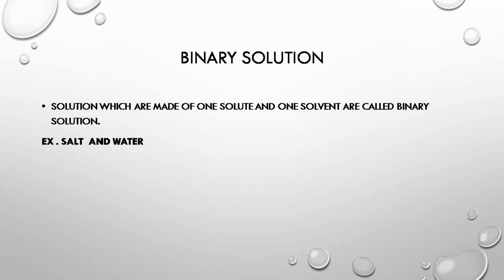Next we are going to learn binary solution. What is meant by binary solution? The name itself tells us: bi means two. A solution made up of one solvent and one solute is called a binary solution. For example, copper sulfate crystals dissolve in water to form copper sulfate solution, which is a binary solution.